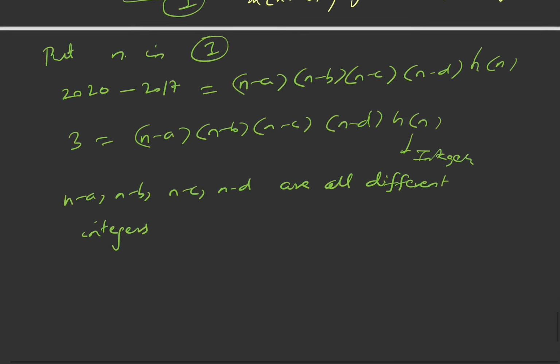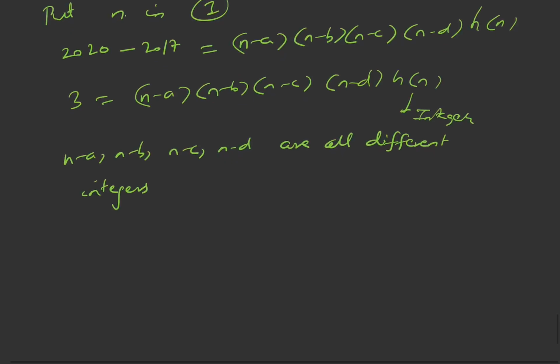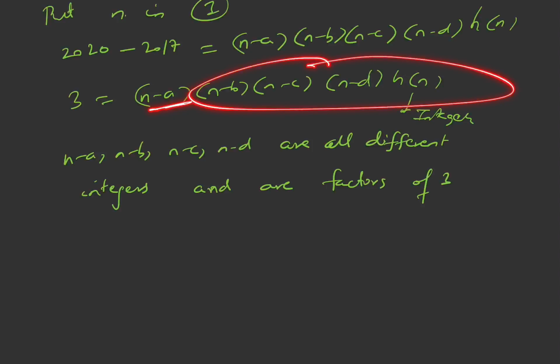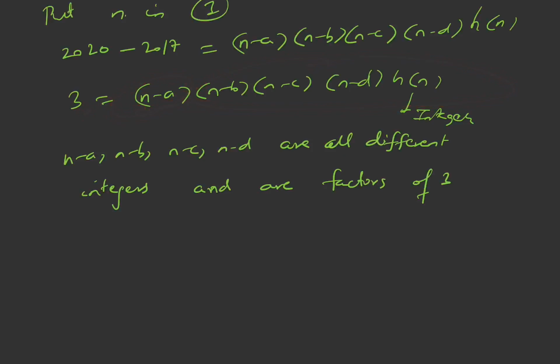right? Because a, b, c, d are all different. So n minus a, n minus b, n minus c, n minus d are all different, and are factors of 3. Because you see, integer into some integer is 3, so n minus a is a factor of 3. So this means that n minus a, n minus b, n minus c, and n minus d are plus 1, minus 1, plus 3, and minus 3 in some order.